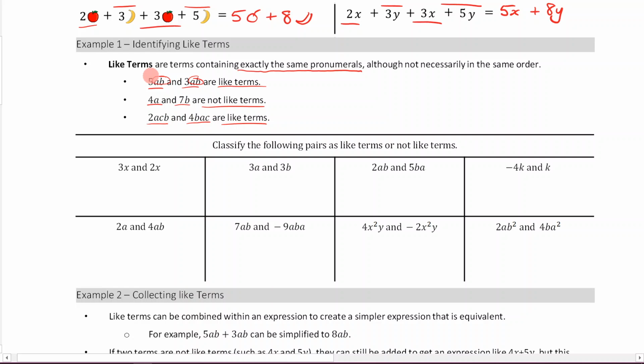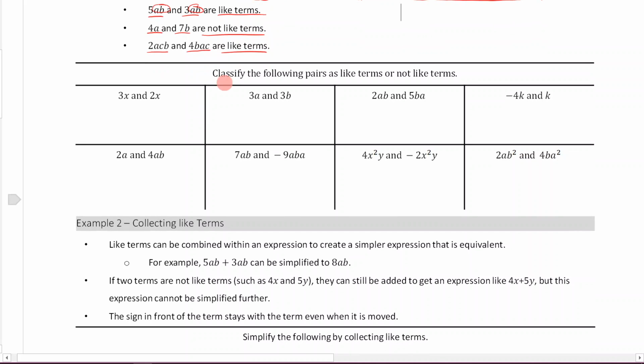And that's what our definition says here. So let's reread our definition. Like terms are terms containing exactly the same pronumerals, although not necessarily in the same order. So even if they're not in the same order, it doesn't matter. They just have to have the same bunch of pronumerals. Okay, so let's now see if we can classify the following pairs as like terms or not like terms.